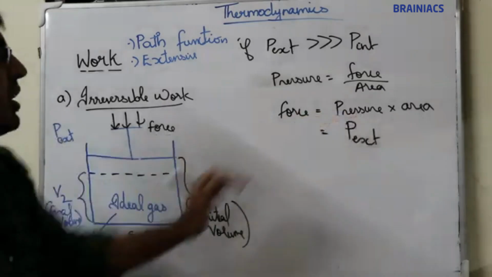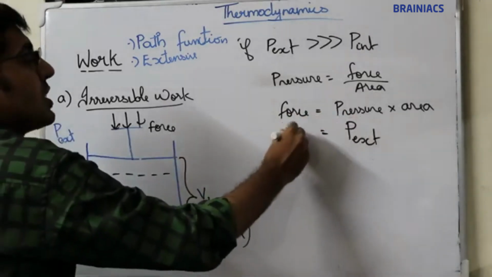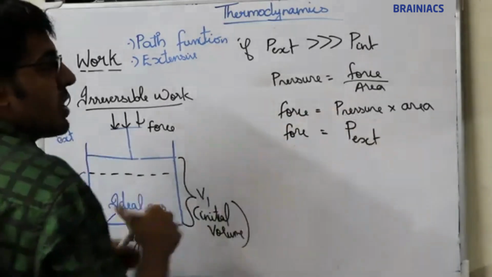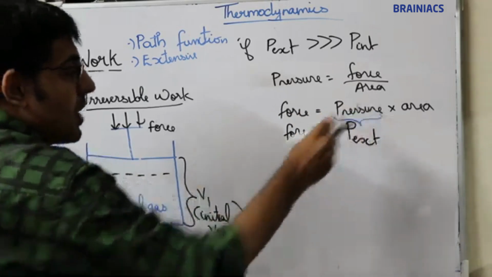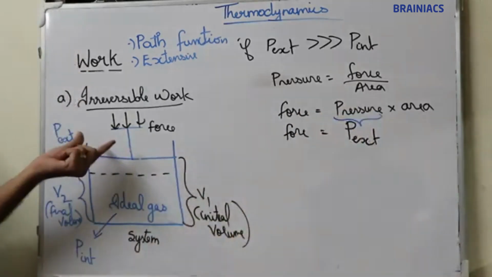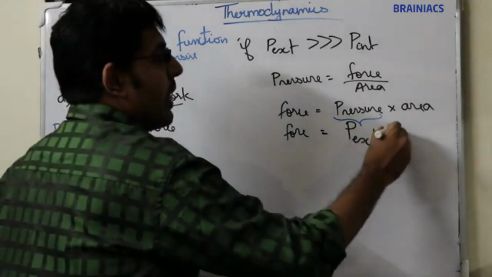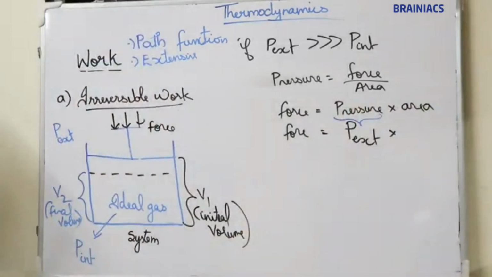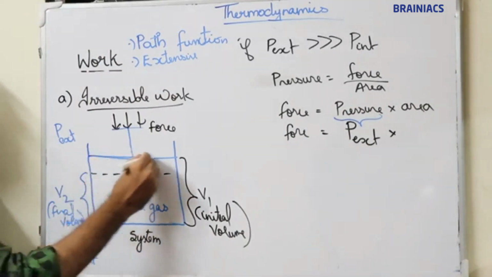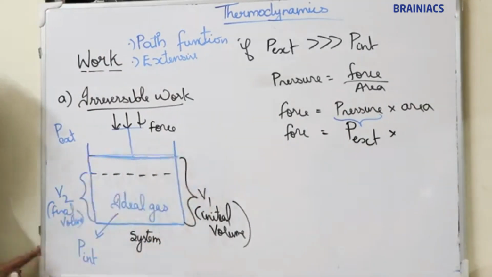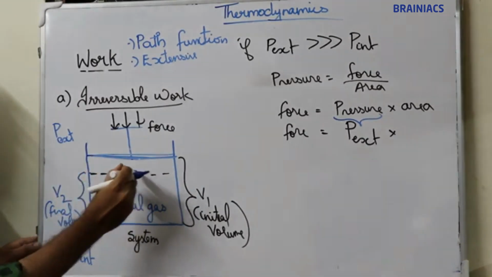So force is equal to pressure. The pressure is external, not internal pressure. The force developed here is due to external pressure, so external pressure into area. Now what is the area? Here the piston moved from this point to this point.